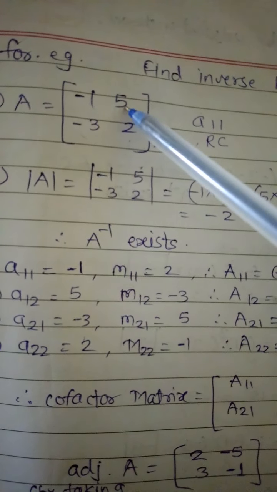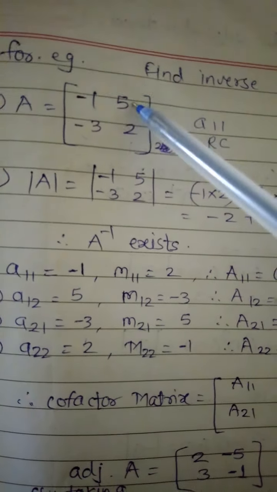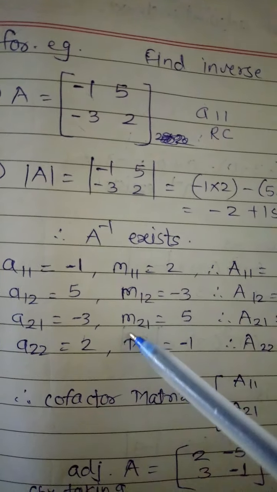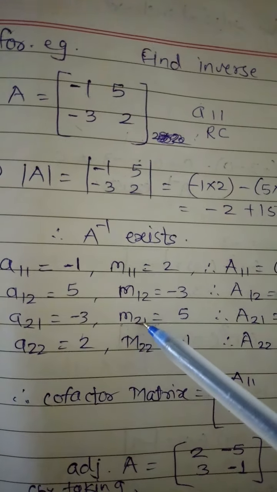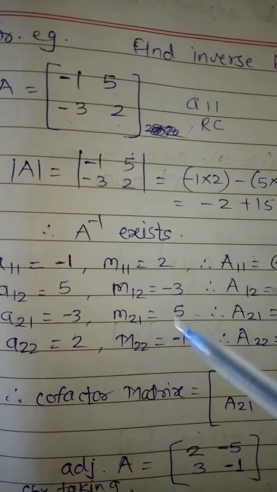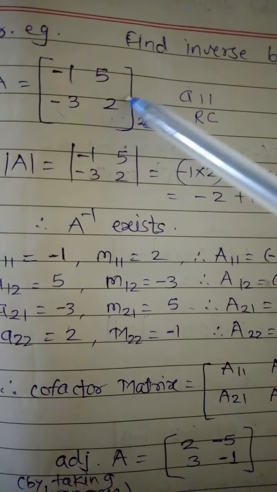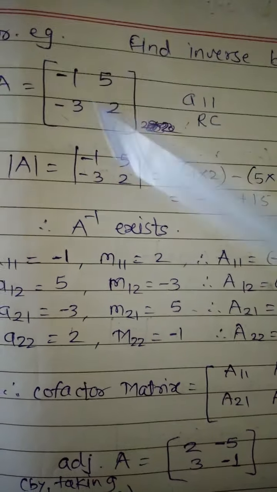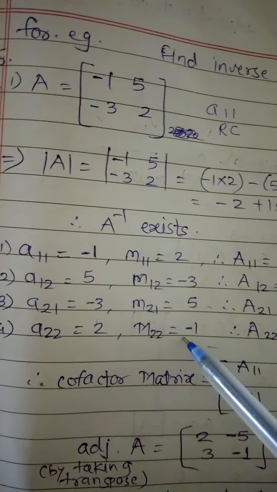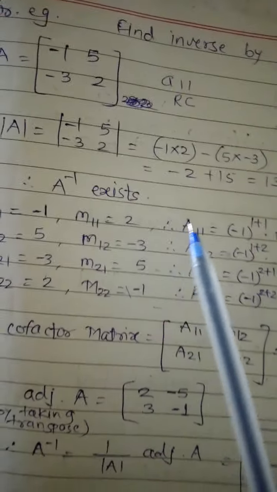Here the position is A12, so the minor of this element is minus 3. Next, M21 means we have to find the minor of position 21. Just take the cross, so 5. Next M22, this is the position, now take the cross, that is minus 1. So it is very simple to find the minors. Next, we have to find the cofactors.